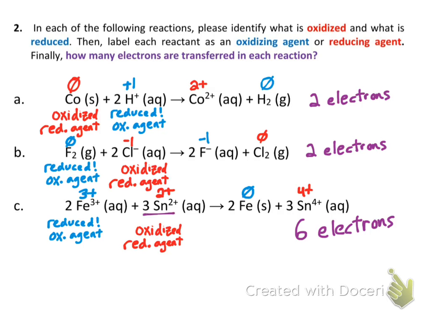We can also look at our tin. We have 3 tins. Each tin is losing 2 electrons to go from 2 plus to 4 plus, so that matches up nicely.